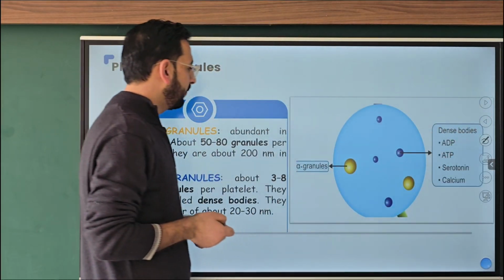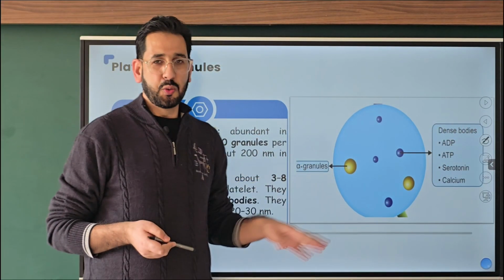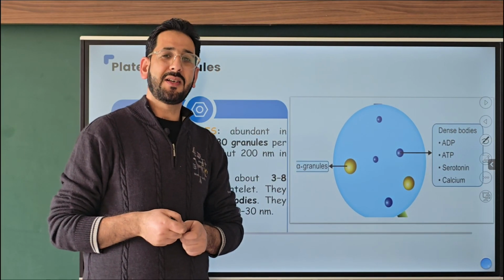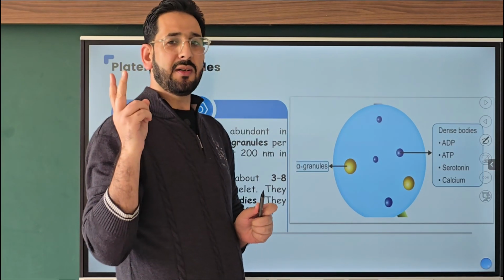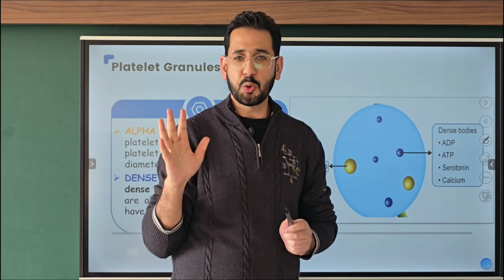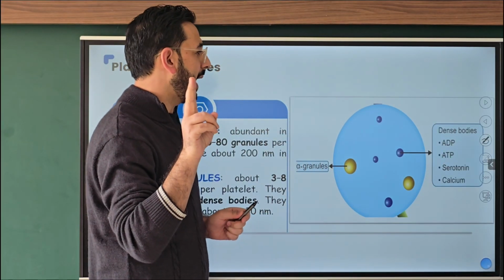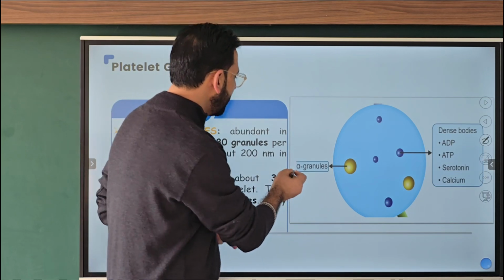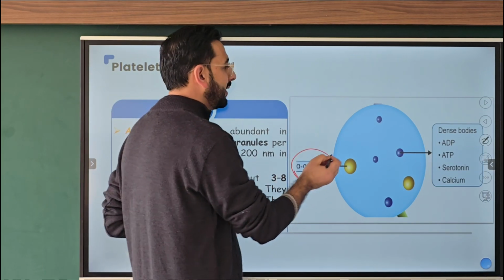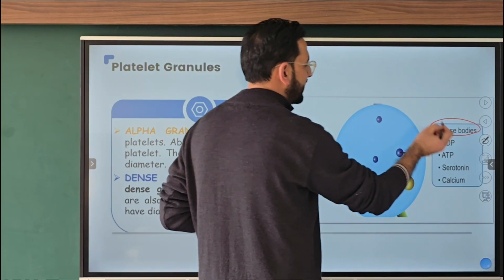Now, moving forward, we have the granules that are present inside the platelets. We have two types of granules, actually three types. One that is present in every cell, that is lysosomes, but two other types of granules we have inside the platelets. One is the alpha granules, and second is the dense granules, or we call them dense bodies.